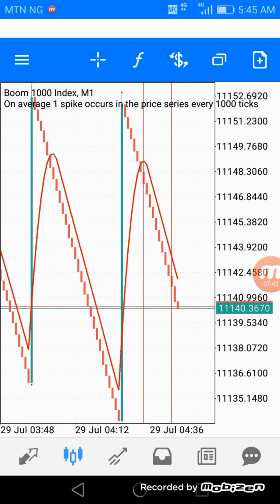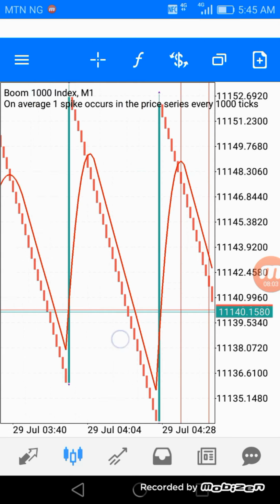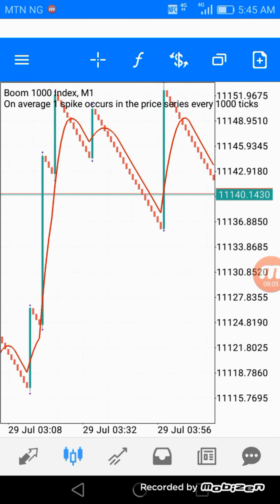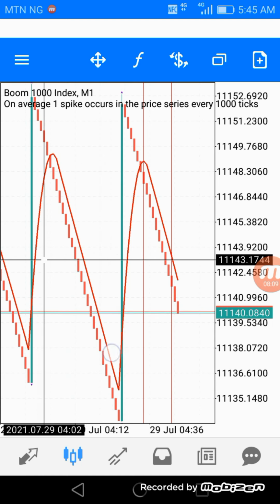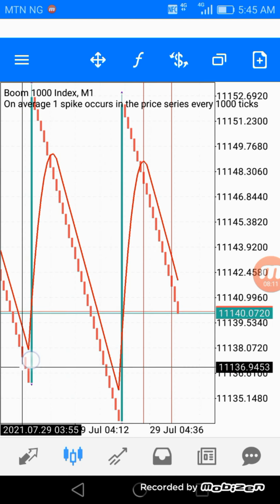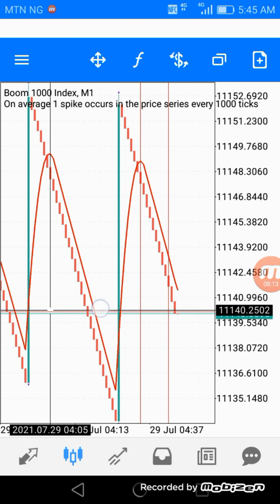And be sure you have an obvious W for crash and an obvious M for boom, with the inverted V and the V respectively well identified. Now I will explain what I mean. If you look at the trade we just took, you discover that this is an M shape, very obvious. This is an M shape. Look at it from here.